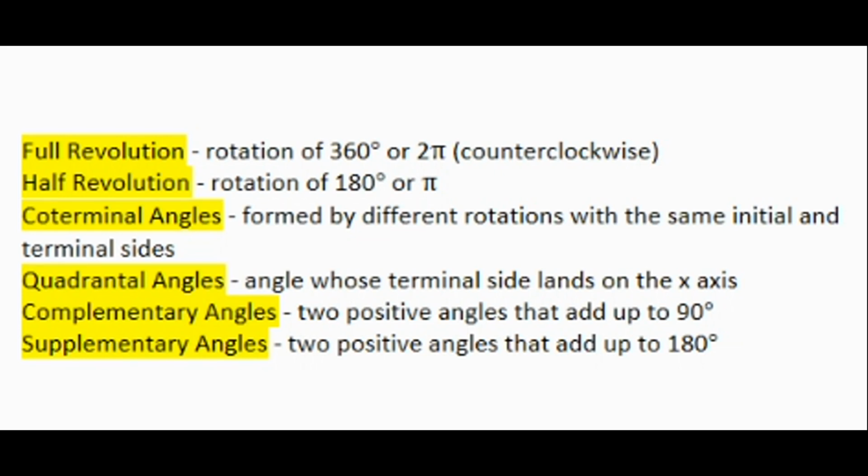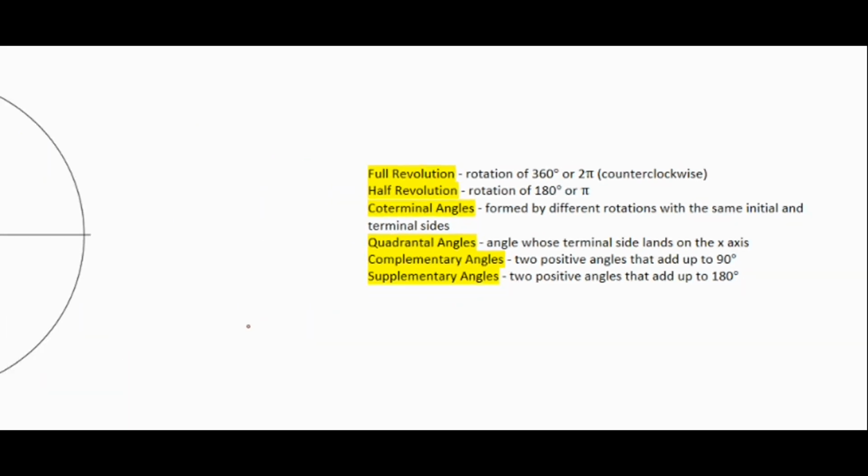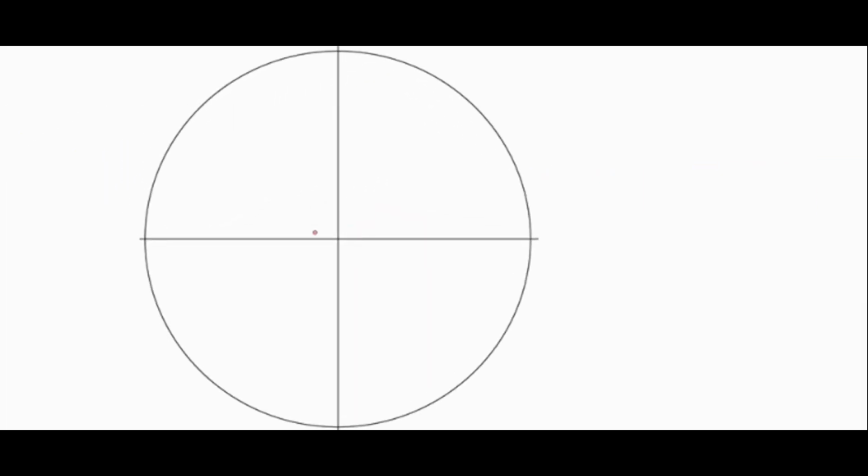We also have coterminal angles, which are formed by different rotations within the same initial and terminal sides. We also have quadrantal angles, which are angles whose terminal sides land on an axis. We also have complementary angles, which are 2 positive angles that add up to be 90 degrees. Additionally, we have supplementary angles, which are 2 positive angles that add up to be 180 degrees. In the circle, you can see that this would be a full rotation.